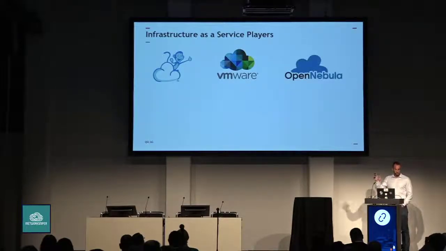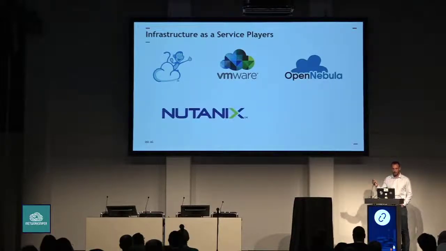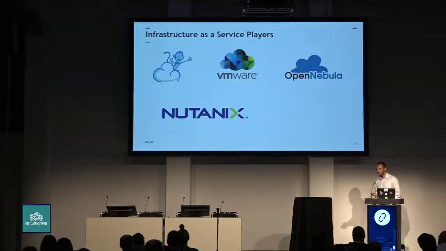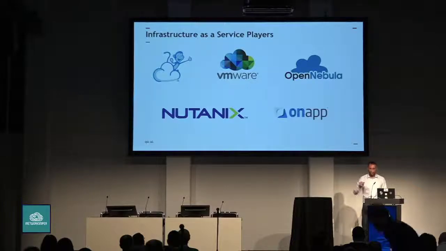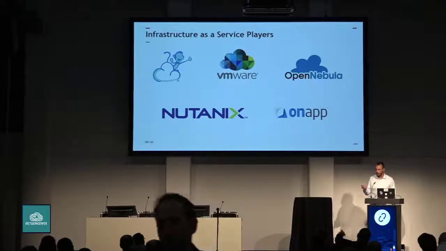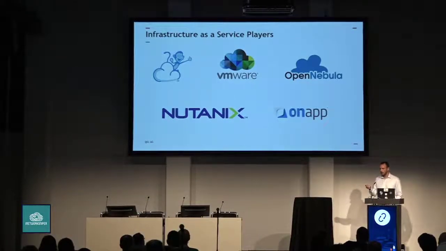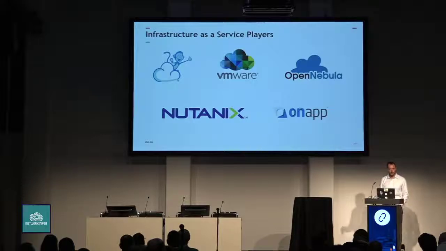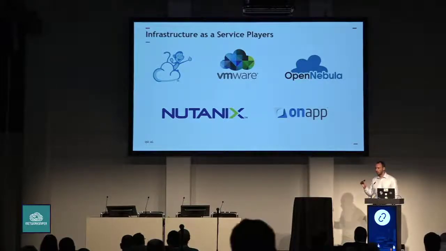Then there is OpenNebula. I'm not sure what happened with this. I think it was too small and had too few features. There are also other commercial vendors like Nutanix. I think it's more a hyper-converged infrastructure, but we looked at it. It was very interesting, but it was more expensive than VMware. And ONAP, it's also a very cool solution, but the network stack was not as rich as we needed.